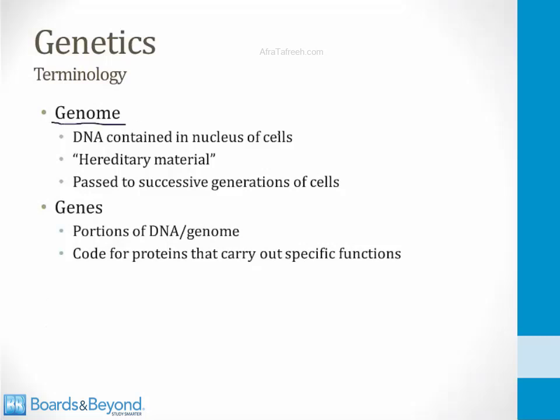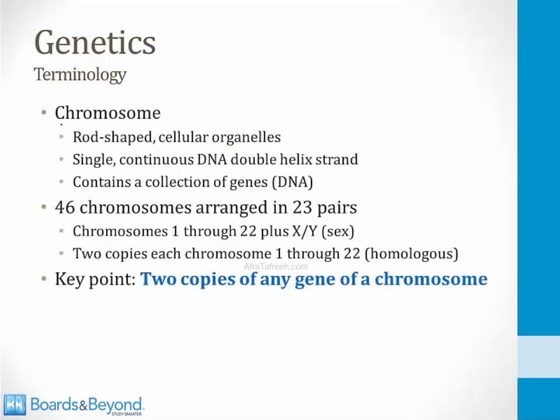The genome is the DNA contained in the nucleus of a eukaryotic cell. It's considered the hereditary material that can be passed on to successive generations of cells. Genes are portions of the DNA or genome inside a nucleus of a cell, and they code for proteins that carry out specific functions. A chromosome is a rod-shaped cellular organelle. You can see these under the microscope. I'll show you a picture of chromosomes in a minute. And a chromosome contains a single continuous DNA double helix strand, which contains a collection of our genes or DNA.